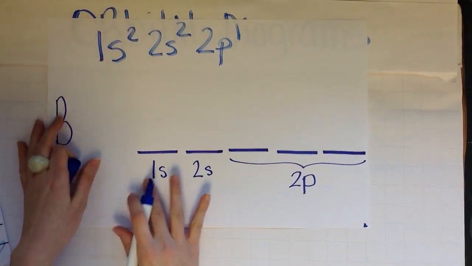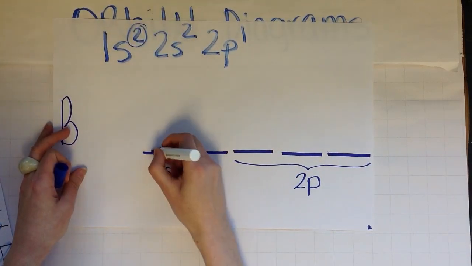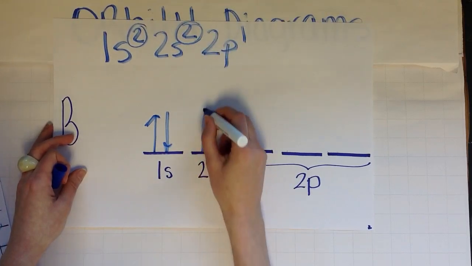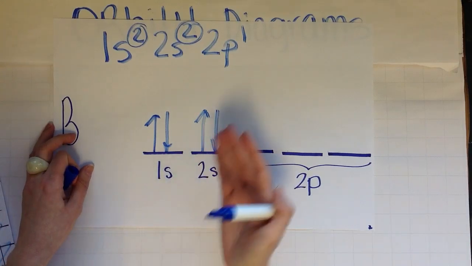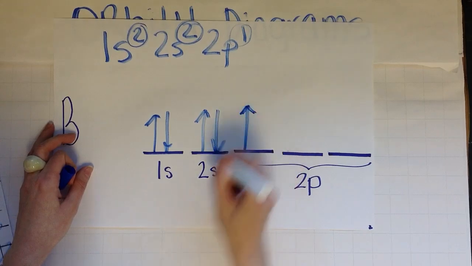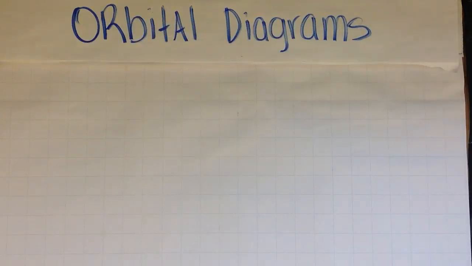In the 1s, notice I've labeled them on the bottom, don't forget to label them. I have 2 electrons. One spins up, one spins down. In the second one, I have 2 electrons. One spins up, one spins down. Now, I'm in the p orbital. I always want to start from the beginning. I've got only 1 electron, so it spins up. Always spin up first and start at the beginning. Okay? All right, let's move on to carbon.